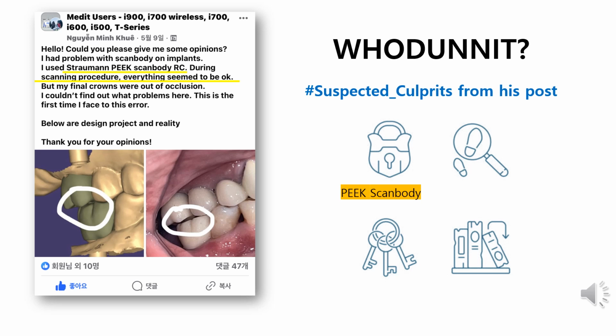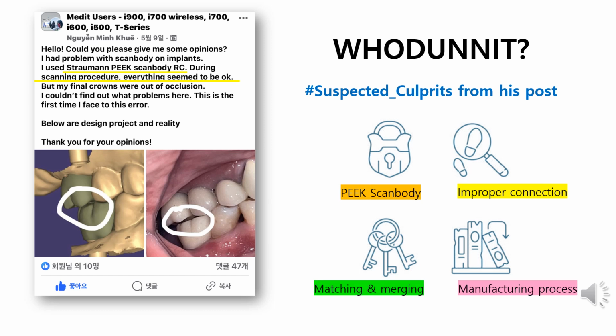The job of the scan body is to transfer positional relationship data from the mouth to a data file, during which time there are opportunities for various errors to occur. Examples of such errors include the improper connection of the scan body, errors during the matching and merging process, and mistakes in choosing the wrong pre-milled titanium blanks. All of these and more can cause vertical errors.